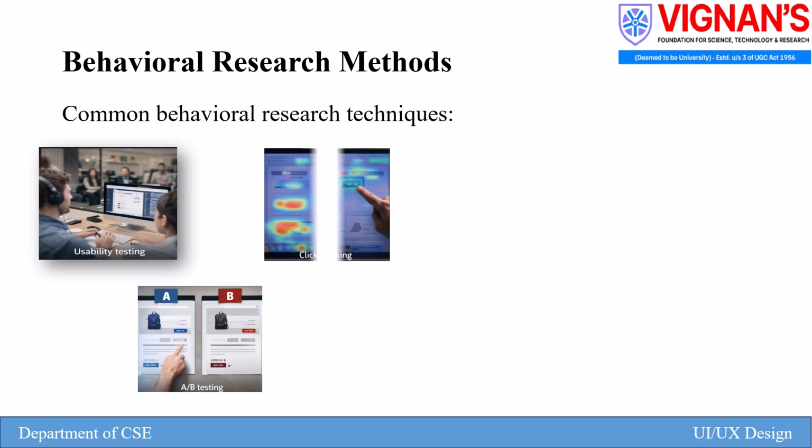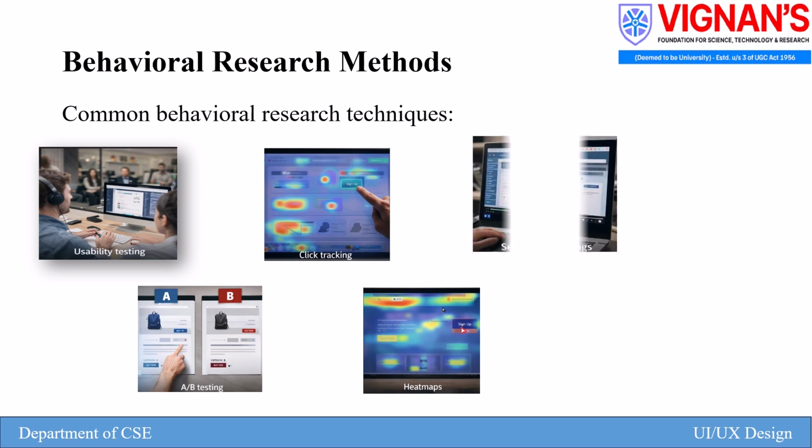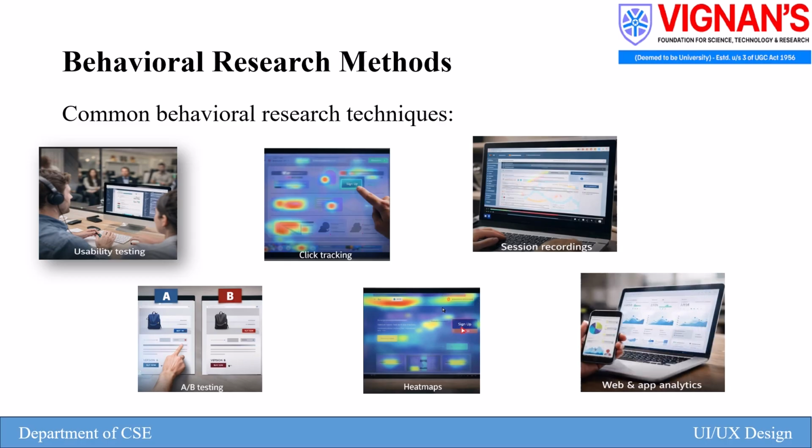Click tracking, monitoring where users click on a website or app. Heat maps, visual representations showing where users click, scroll, or focus most. Session recordings, video recordings of users and user interactions on a website or app. Web and app analytics, tools that collect and analyze user behavior data such as visits, time spent, and conversions.